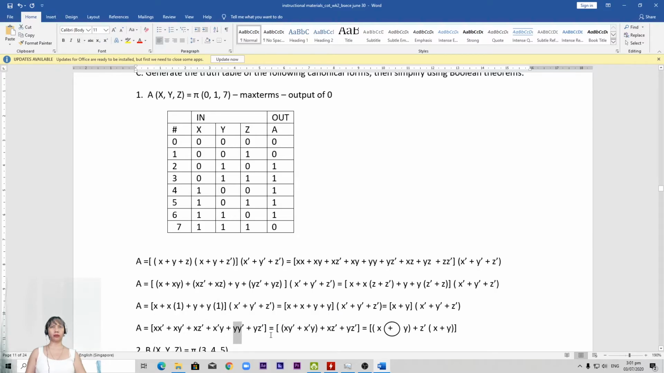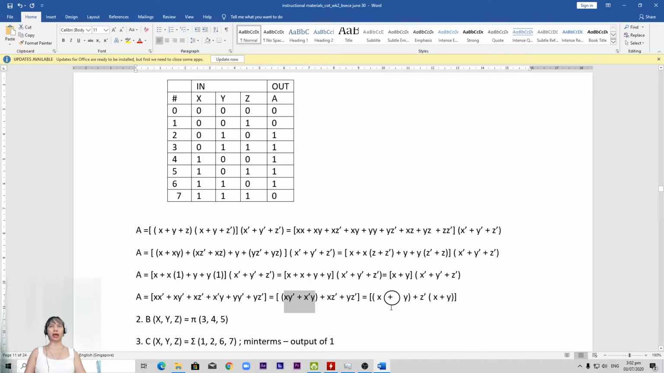So we have 4 terms remaining. We associate again xy prime plus x prime y. Although this cannot be reduced anymore, whenever you see this term, xy prime plus x prime y, it can actually be expressed by a single logic gate, which is the XOR. XOR is signified by a plus inside the circle. So whenever you see this symbol, plus inside the circle, it is XOR, which means x XOR y. Plus, for this one, z prime times (x plus y).